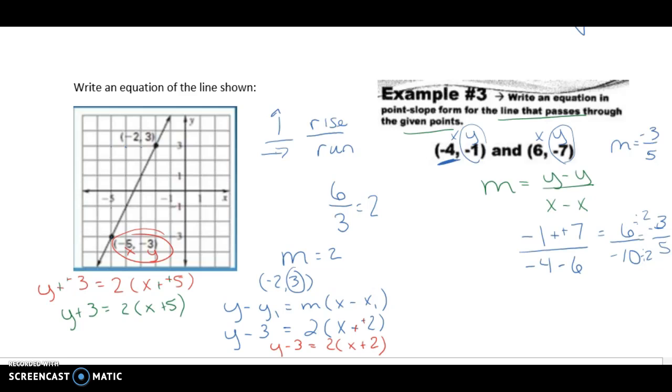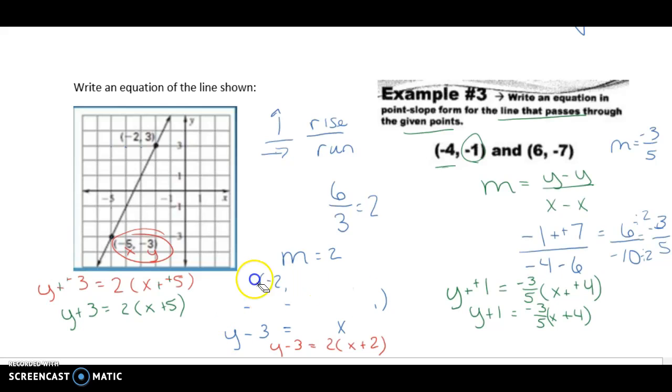When I have that, then I can use either one to be able to write it out. So I'm going to do y minus the y. I'm using this one. It'll be y minus -1 equals my slope, which is -3/5, and then x minus -4. That final equation, after I do the plus here and here, is y plus 1 equals -3/5, and then x plus 4 in parentheses.